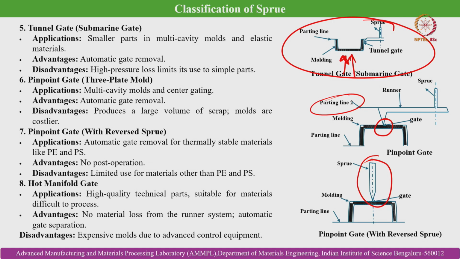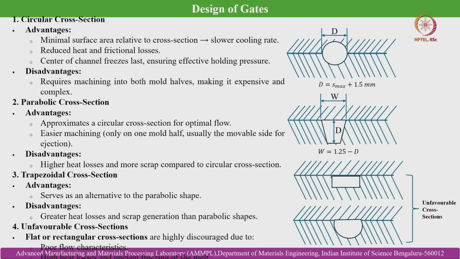And then there is hot manifold gate. So, applications are high quality technical parts suitable for materials difficult to process. The advantages are no material loss from the runner system, automatic gate separation in this case, and the disadvantage is expensive molds due to advanced control equipment. Okay. So, then we continue with the discussion of the in-gate geometry.